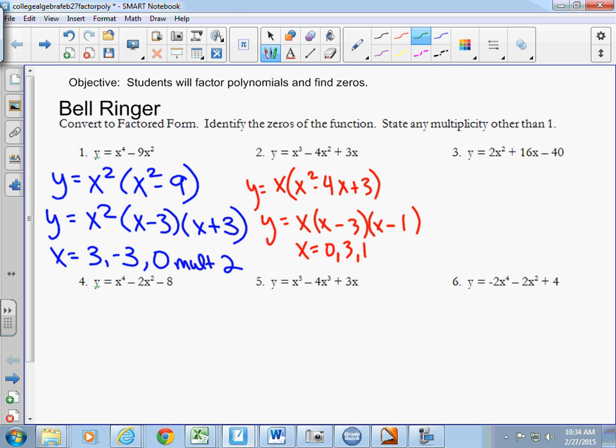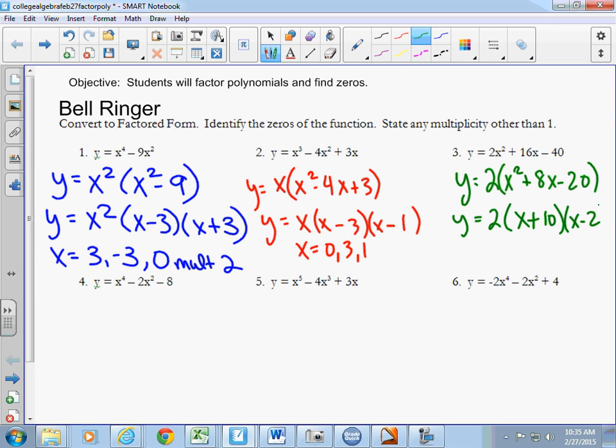Okay, the next one. Is there a GCF? Remember, common, they all have to have it. What are the factors of 20 that subtract to give you 8? Any questions about that one?